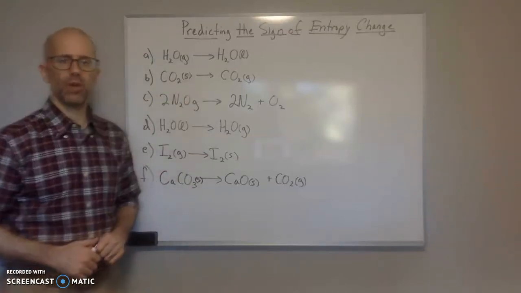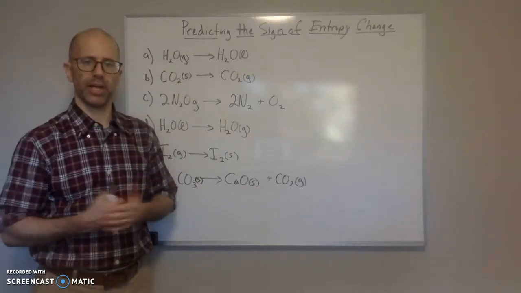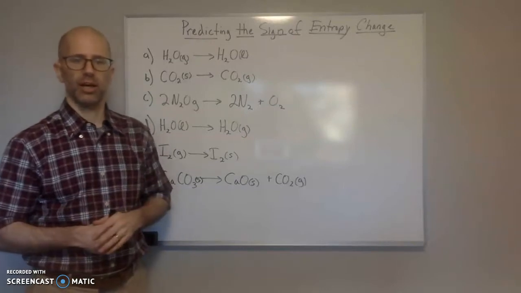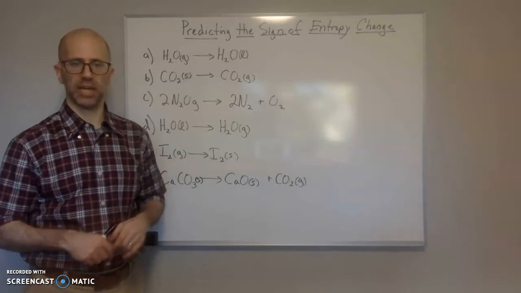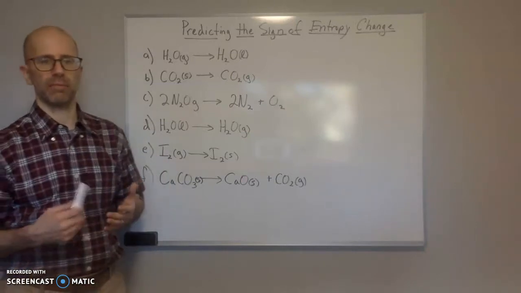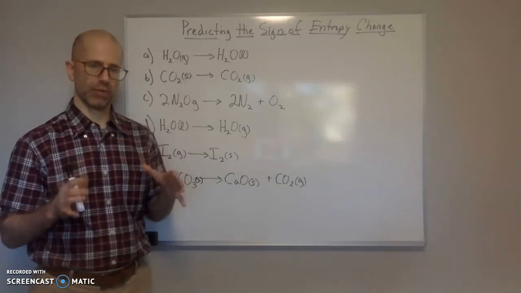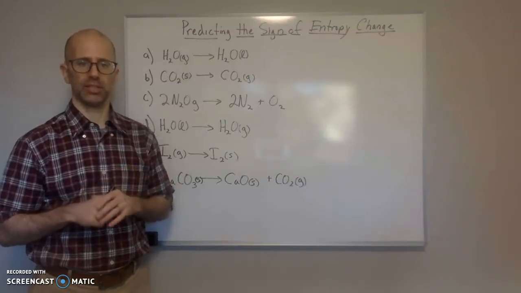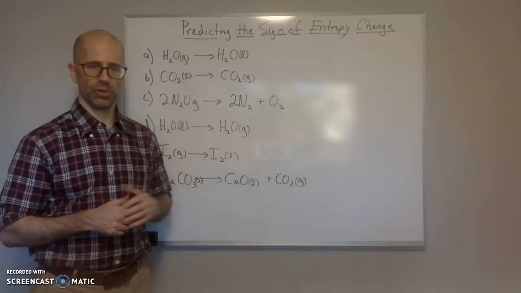My name is Mr. Koval, and in this video I'm going to be going over how to predict the entropy change, or the sign of entropy change. Is it going to be positive or is it going to be negative? The things you want to keep in mind when you're looking at the change of entropy and thinking about whether it is increasing or decreasing is what's happening in the system. Is it becoming more disordered or less disordered?